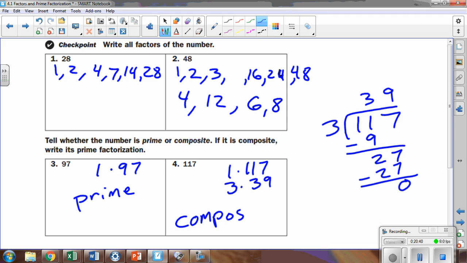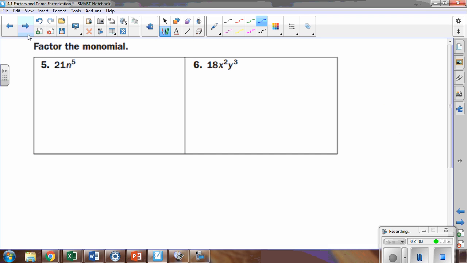It's worth noting there are other ways that we can split that up. For instance, 9 times 13 is another one. But we're not creating a list. We just wanted to know, is it prime or is it composite? Finding 2 pairs is what tells us it's composite. Factor out these monomials. I'm going to pause the recording so that you can do both of these on your boards.